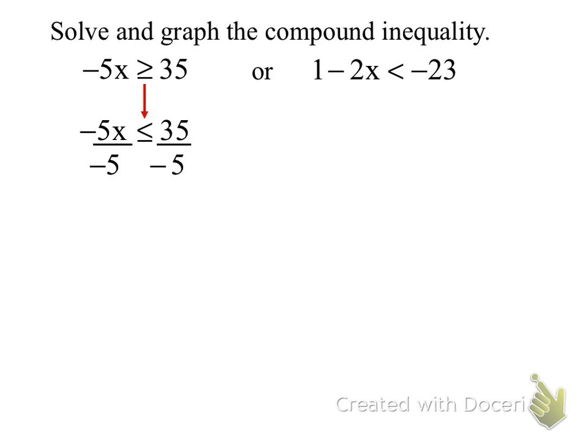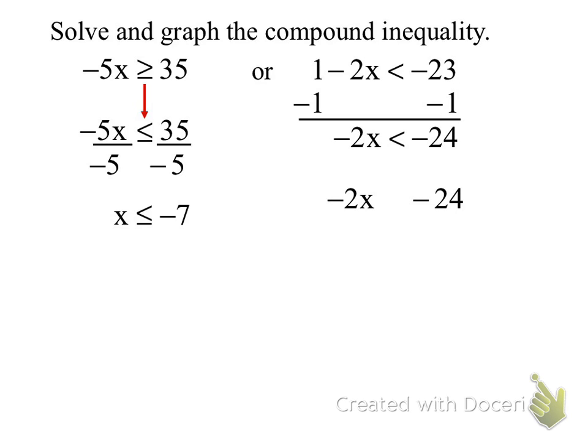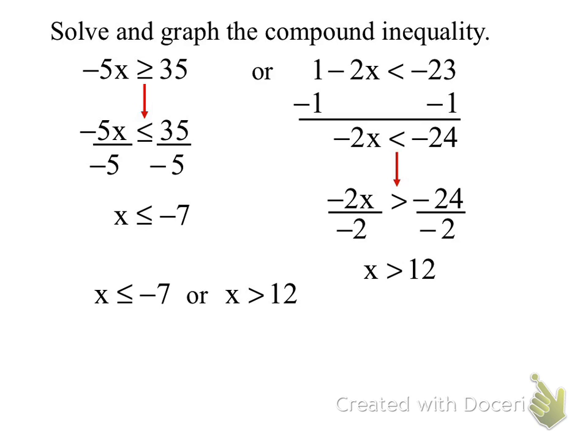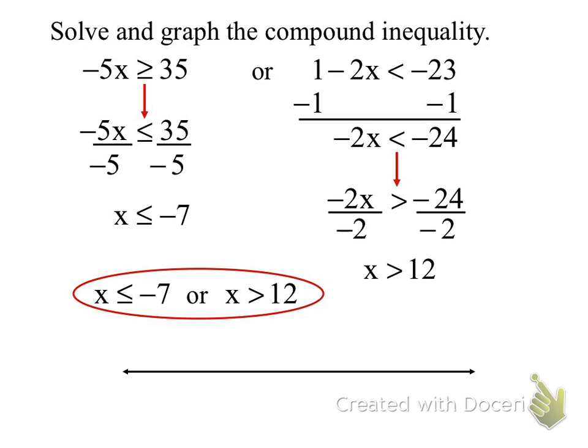Perfect. Why did we flip our inequality? Since you're dividing by a negative. Good. And then the next one, we're going to subtract 1. And then we divide by negative 2 on both sides. Again, we flip the inequality. Okay, so we get x is greater than 12. It's an or statement. And so we are going to start with negative 7, go in one direction, and start with 12 and go in the other direction. It's a solid circle at negative 7 going to the left, and an open circle going to the right from 12. Okay, how many people got that graph?